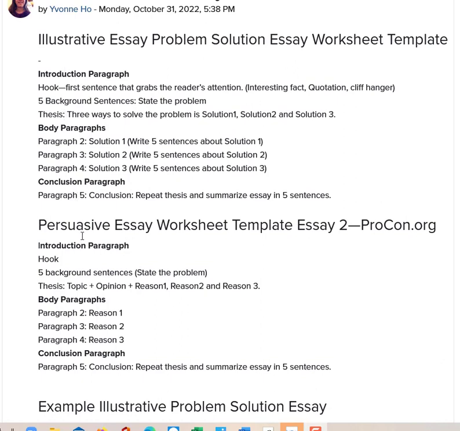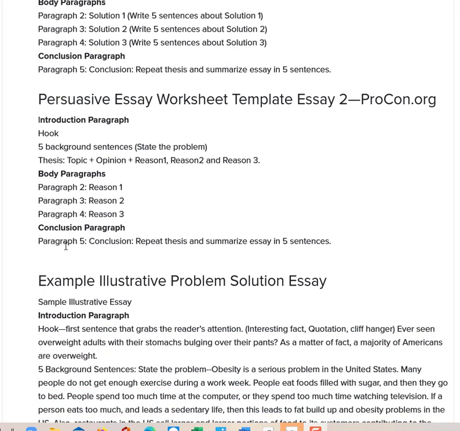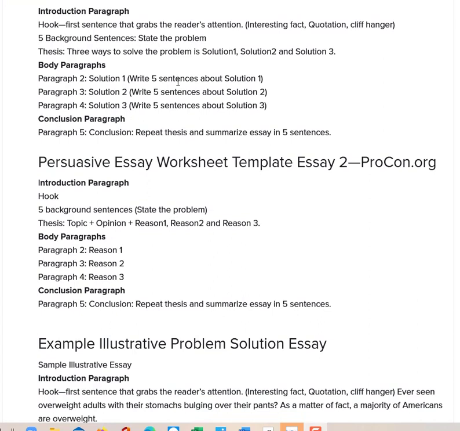for the persuasive essay. In an illustrative essay, you're illustrating or teaching the reader how to do something. So how to is your illustrative essay. Persuasive essay is why something is. So here you would say, for example, let's use obesity again as our topic. Here I said how to get rid of obesity, right? How to lose weight. This one is, obesity is a serious problem in the United States because.